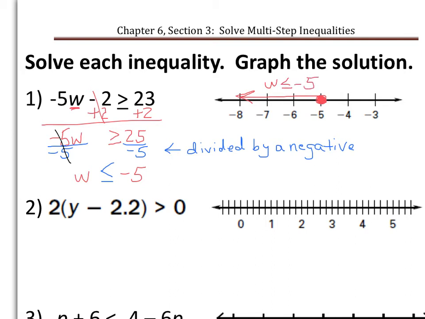Okay, next we have a pretty simple problem here. We can use the distributive property, and we get 2y minus 4 4/10 is greater than 0. Go to the unknown. We're being multiplied by 2, and we're subtracting 4.4. So I'm going to add that 4 4/10 to both sides.